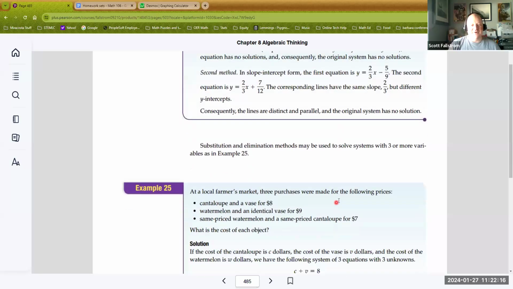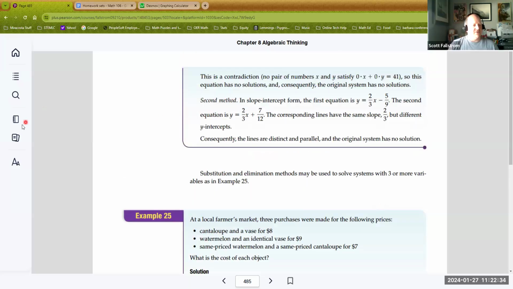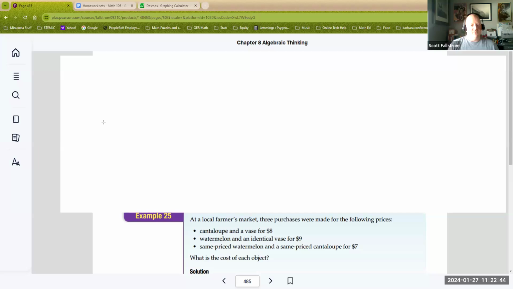Okay, then they give you different ways. So they do talk about how you can use these techniques to solve multiple equations if you need to. I think for these, if I'm dealing with the age group that you might be dealing with, then I might use a different technique entirely. So let's solve this problem, but I'm not going to solve it the algebraic way. I'm going to solve it the algebraic thinking way. Okay, at a local farmer's market, people bought different things. So let's see here, cantaloupes, vases, and watermelons.